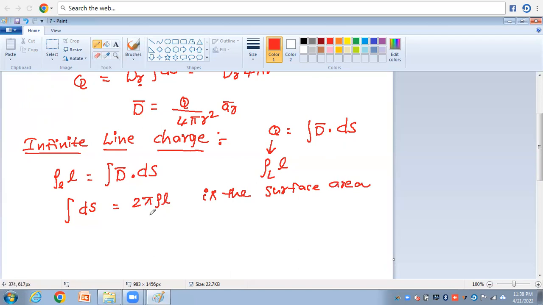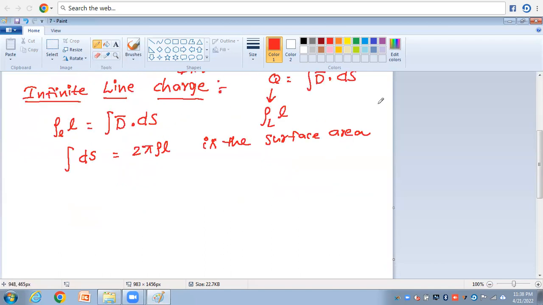Anyway, now substitute this integral dS in equation 1. We will get another good expression. Rho L with respect to L. Then the same phenomenon you can also apply here. This D is in the d rho direction. Then the integral of dS equals 2 pi rho L, and then L gets cancelled.